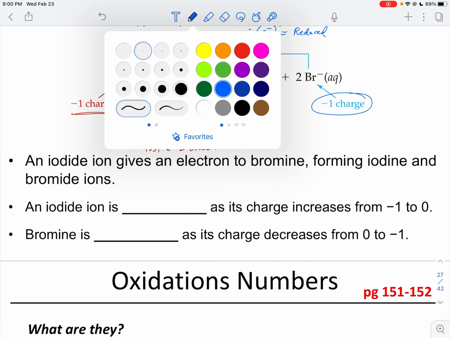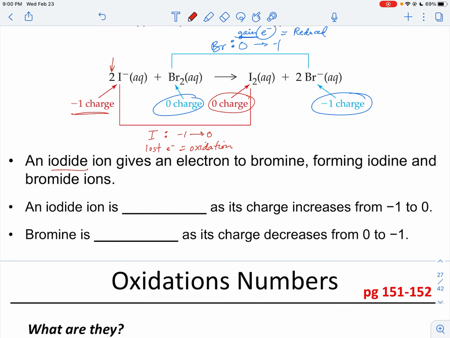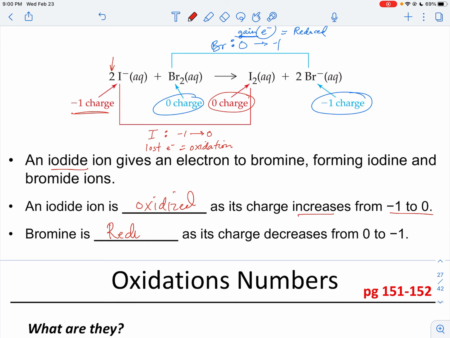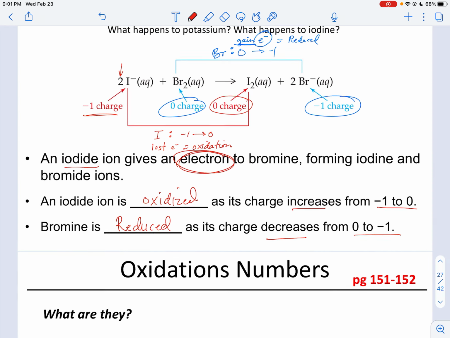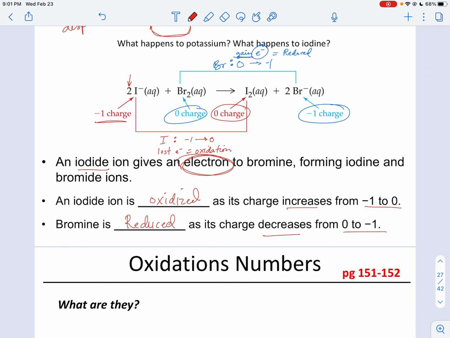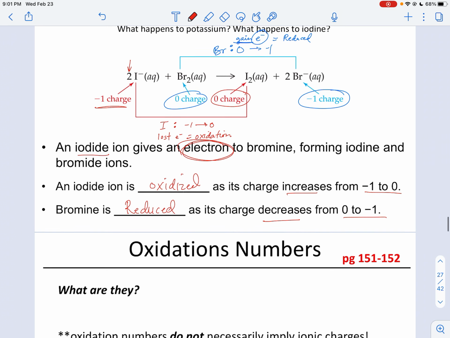All right, so down below it says an iodide ion gives an electron to bromine, forming iodine and bromide ions. So an iodide ion is oxidized as its charge increases from -1 to 0. Bromine is reduced as its charge decreases from 0 to -1. Okay? And this is all because electrons are being transferred from iodide to bromine.